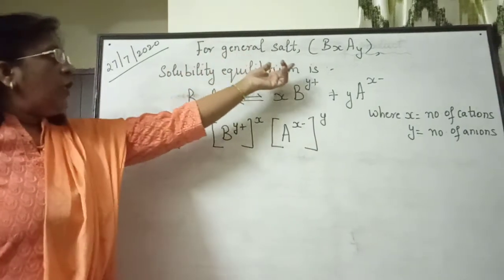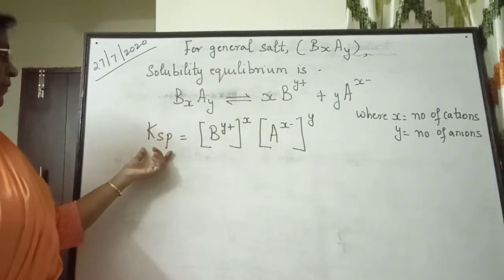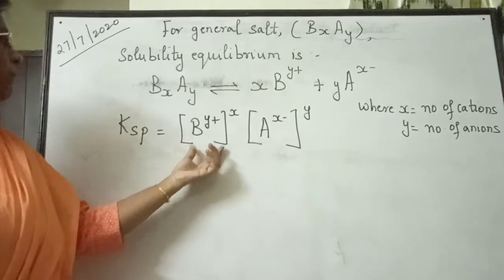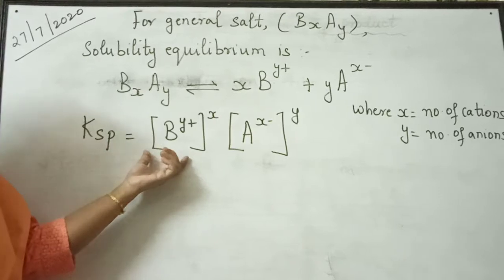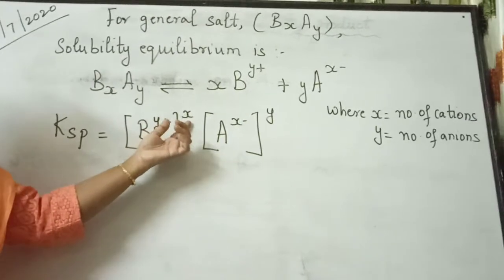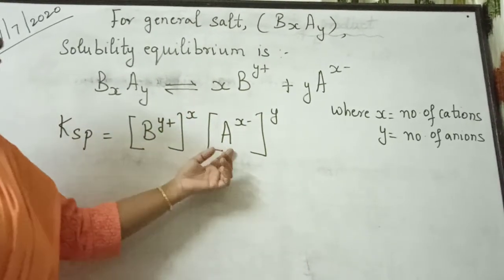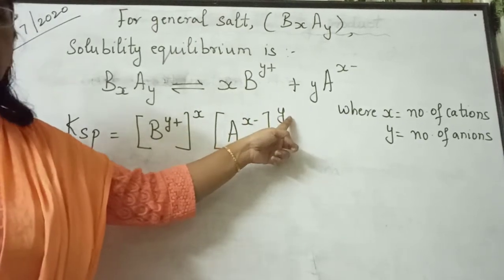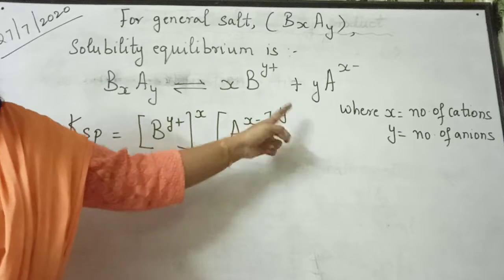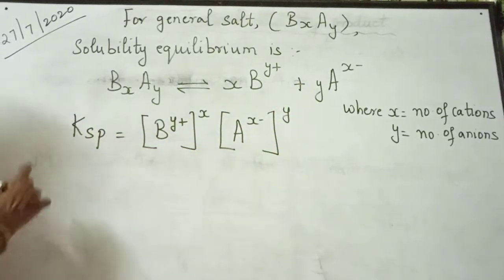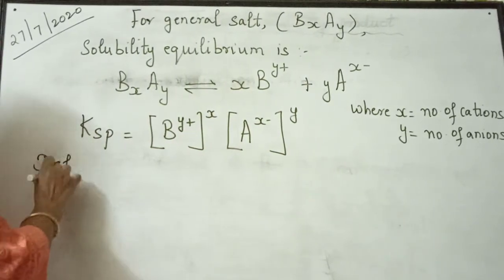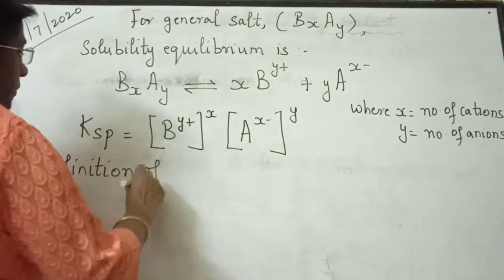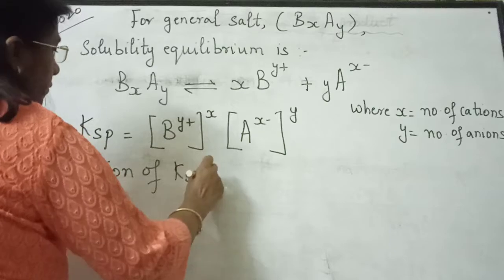For general salt BxAy, Ksp can be written as the concentration of B raised to y plus, raised to x, into the concentration of A raised to x minus, raised to y. Now we shift to the definition of solubility product.